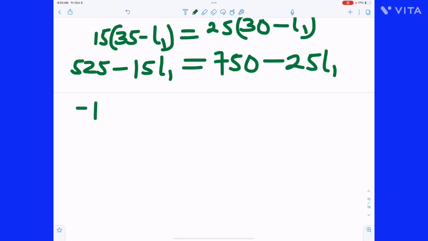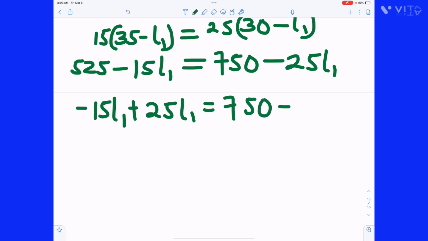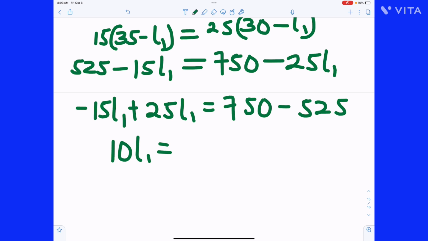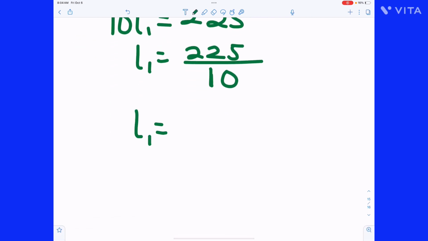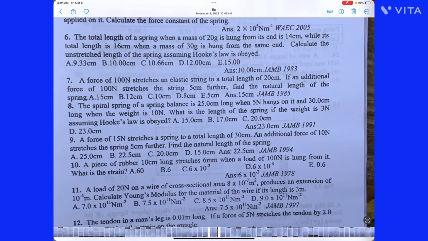So put this together. Minus 15 L1 plus 25 L1 is 750 minus 525. So that's 10 L1 is what? 750 minus 525 is 225. So L1 is 225 over 10. What does that give you, Sina? That gives you L1 is 22.5 centimeters. So the original length of the spring is 22.5 centimeters.